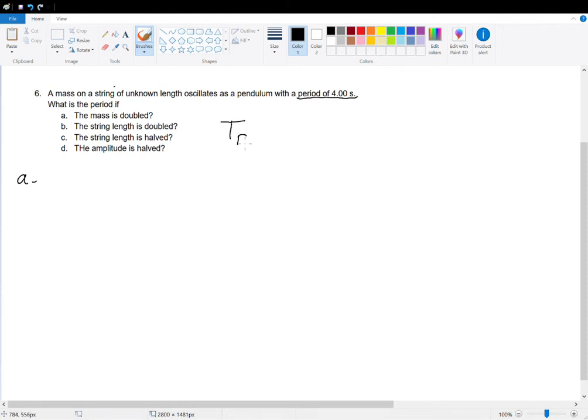So we know that the equation for the period of a pendulum is equal to 2 pi times square root of L over g. This is on your equation sheet. So the answer is part A. If the mass is doubled, we can see that the mass doesn't appear anywhere in this expression. So therefore, the period shouldn't be affected if the mass is doubled. Therefore, there is no effect. The period is 4 seconds.